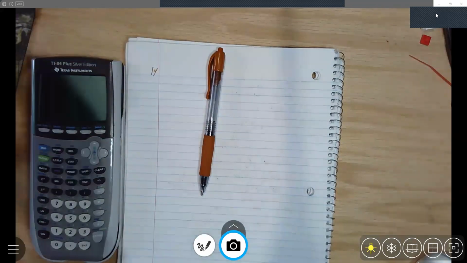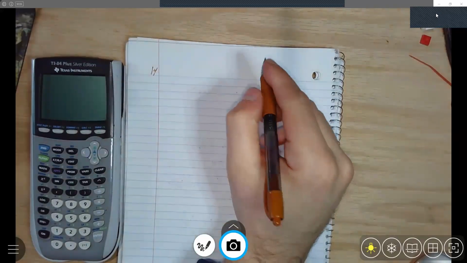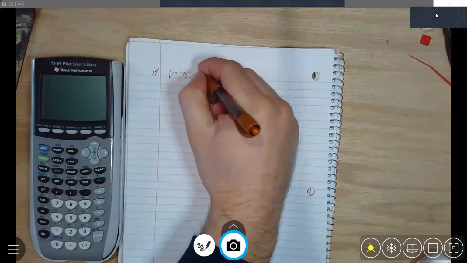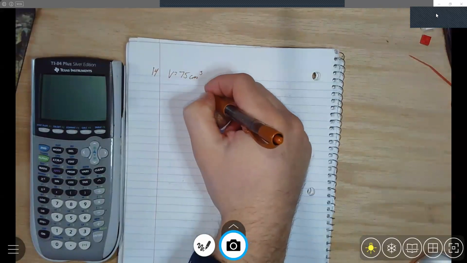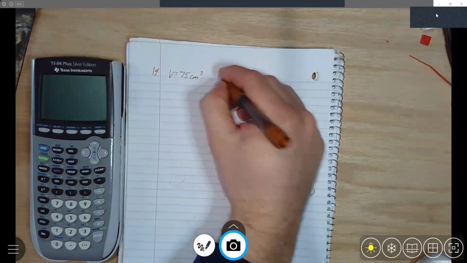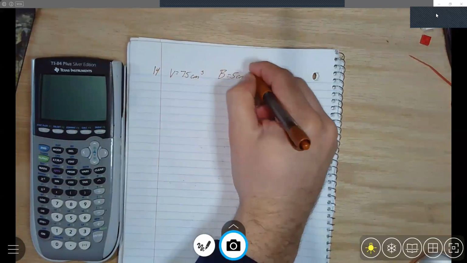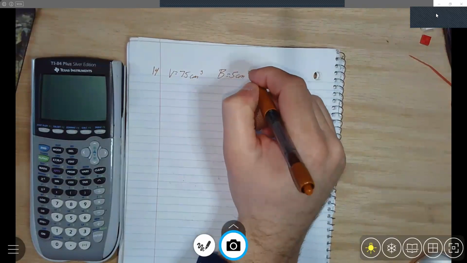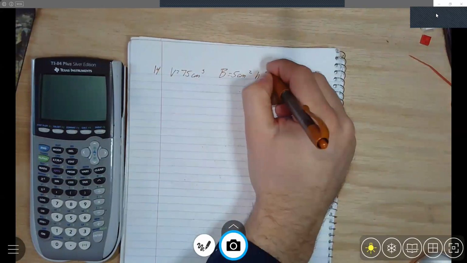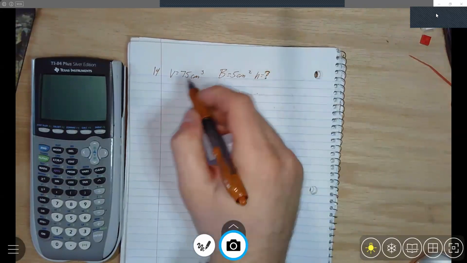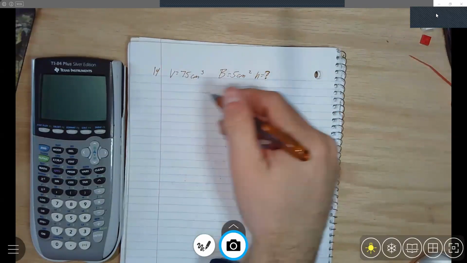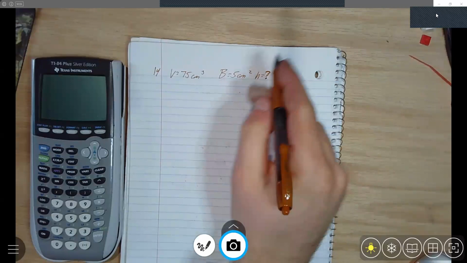Number 14. If a pyramid has a volume of 75 cubic centimeters, and its base has an area of 5 square centimeters, so capital B, what is its height? Notice how I'm writing this out, the structure. I'm writing out what I know and what I have to find out, and that keeps me organized.